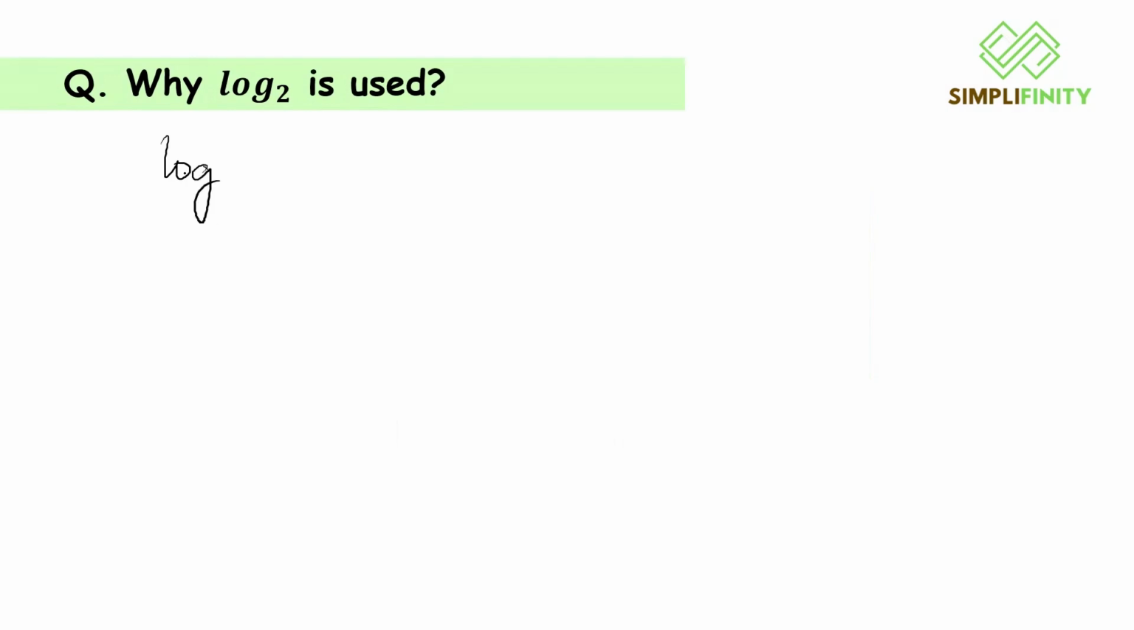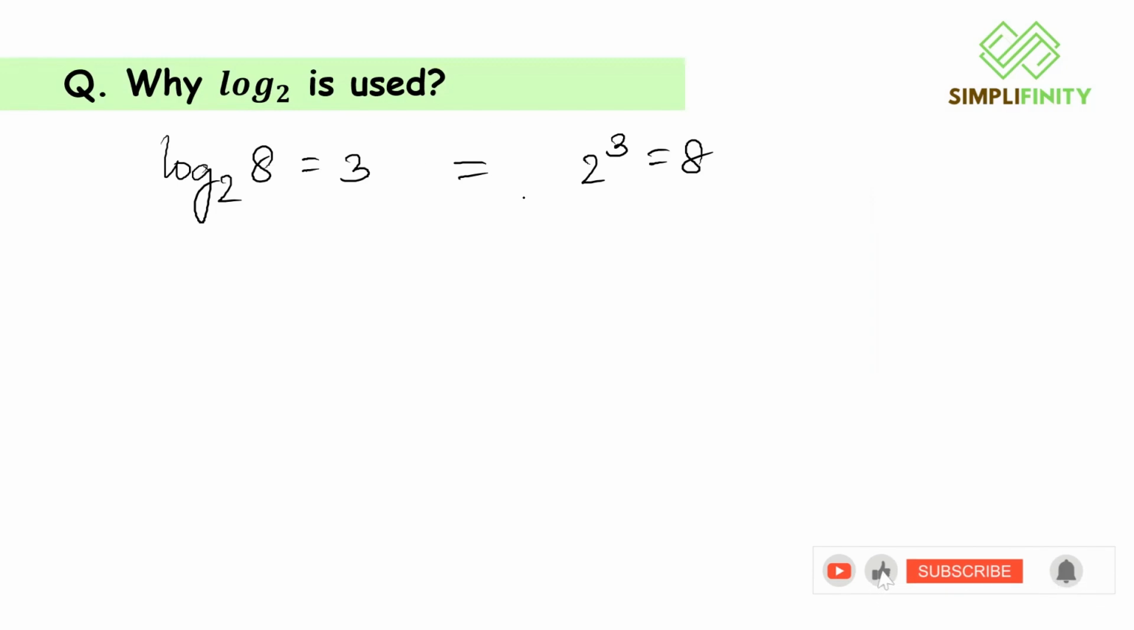Let's take a small example. Log base 2 of 8 equals 3, right? Yes, it is. If you reverse it, it means 2 to the power 3 equals 8. So this is equal. But what does this actually mean?